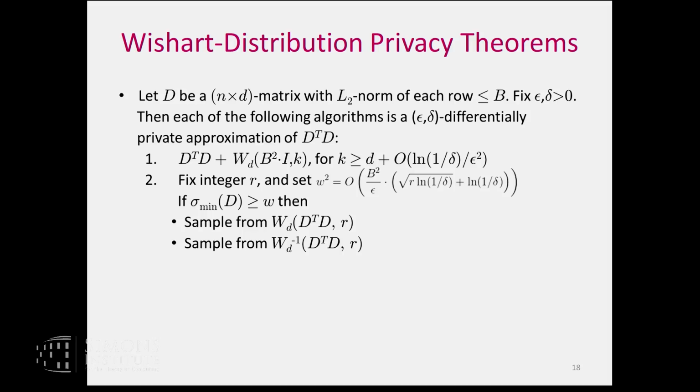Here is the Cliff Notes version of the privacy theorems. Basically, if I have a matrix and each observation has a bounded L2 norm, then each of the following algorithms is privacy preserving. Take the second moment and use additive random noise from the Wishart distribution. Parameters have to be set. Or if the data is nice, all the singular values are greater than a particular W, and this is the format for W, then I can sample from the Wishart distribution or the inverse Wishart distribution.